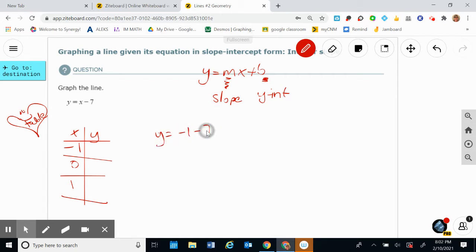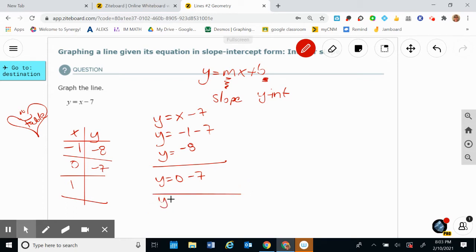-1 minus 7. I could do formula substitution, you guys. That's the formula. That's the substitution. 8. Okay, now you plug in a 0. Y equals 0 minus 7. Negative 7. And then you plug in a 1. Y equals 1 minus 7. Negative 6. You should see a pattern.